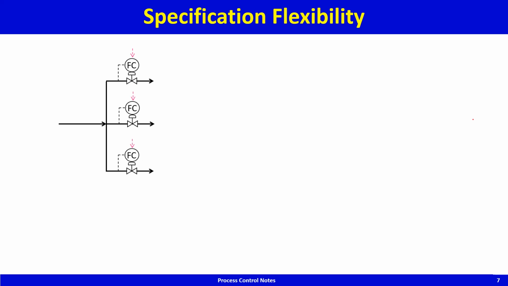So here, this is that splitter example with 3 splits. For the control system shown, the specifications are flow through the first branch, flow through the second branch, and flow through the third branch. These are the specifications. Flow through the first branch, second branch, third branch, F1, F2, F3.